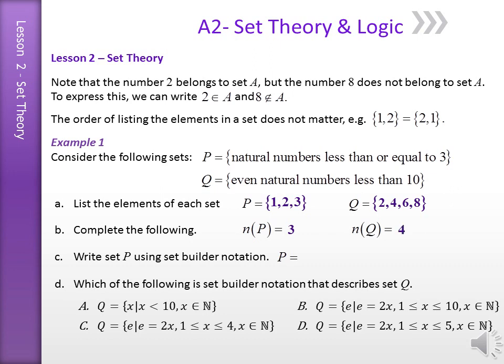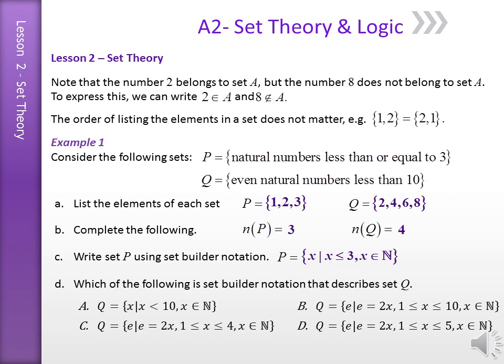Part C. Write set P using set builder notation. So the set P is equal to the elements x, so we're going to list various values for x such that x is less than or equal to 3, and x is a member of the natural numbers, so that would be 1, 2, and 3.